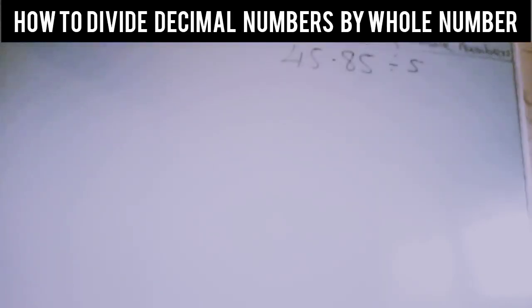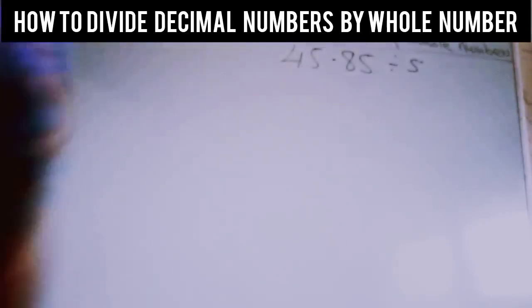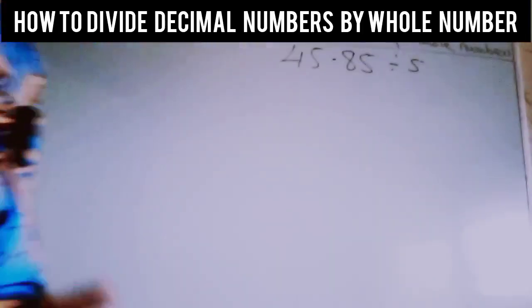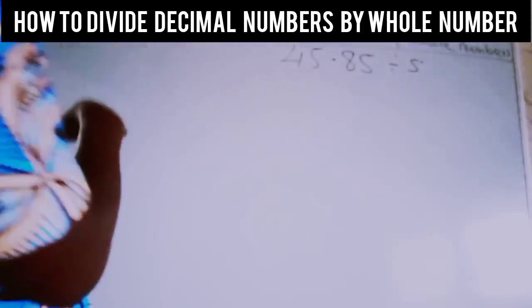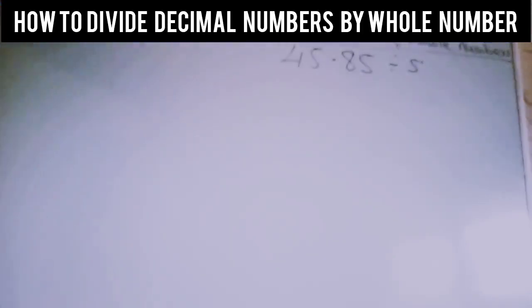All right, so the second example we have on the board is 45.85 divided by 5. You can pause the video, use the method or the procedure that we used to solve the earlier one to solve this one. Okay, we are solving together.